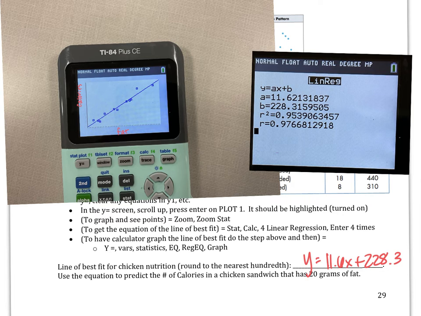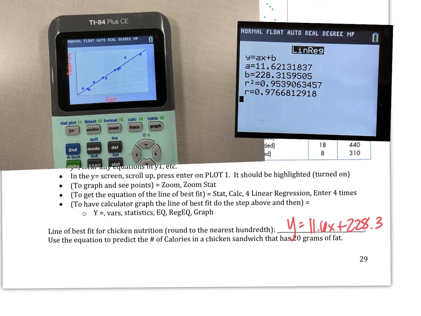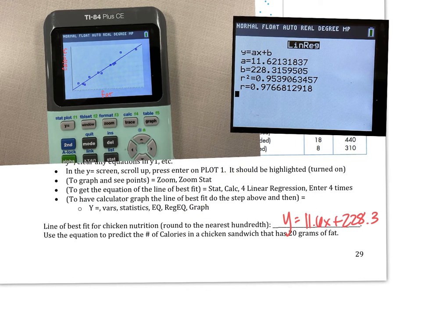Now, let's talk about what the heck that means. This last thing wasn't there. I said, hey, use this equation to predict the number of calories in a chicken sandwich that has 20 grams of fat. Where would I put my 20 grams of fat? Look at this picture. Look at this graph. Fat is which axis? The x-axis. So where am I going to put 20 grams of fat? The x variable. So let's go ahead and plug that in.